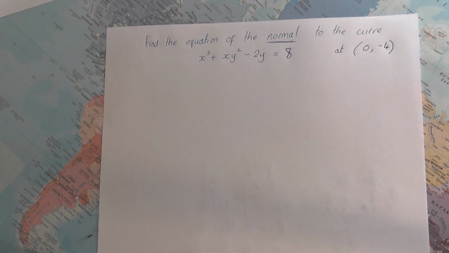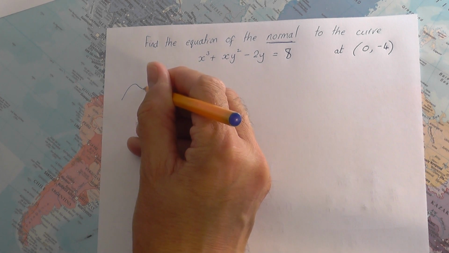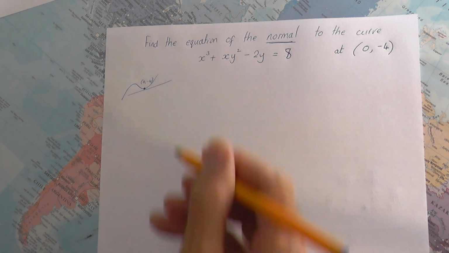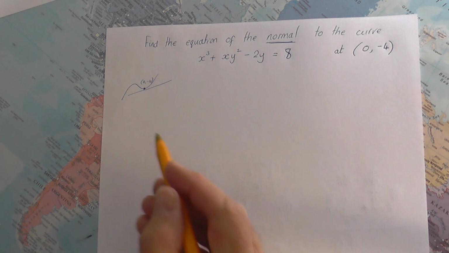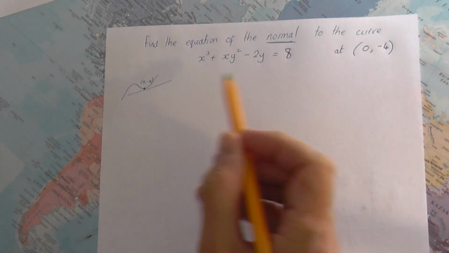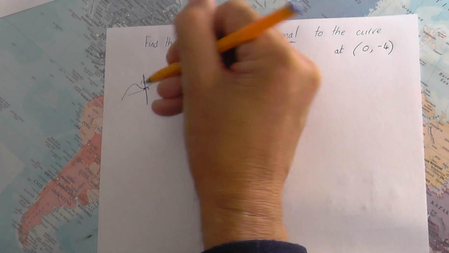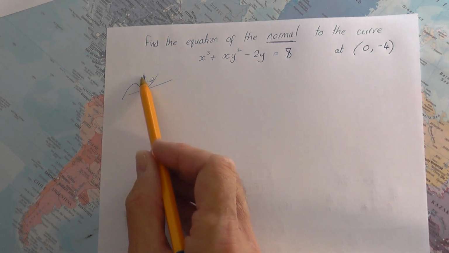So we've got some sort of curve, and at the point (0, -4), if you drew the tangent like so, that would have a particular gradient and a particular equation, because it's a straight line. But I don't want the equation of the tangent, what I want is the equation of the normal, which is that line which is perpendicular to the tangent at the point (0, -4). Now, notice the normal is still a straight line.